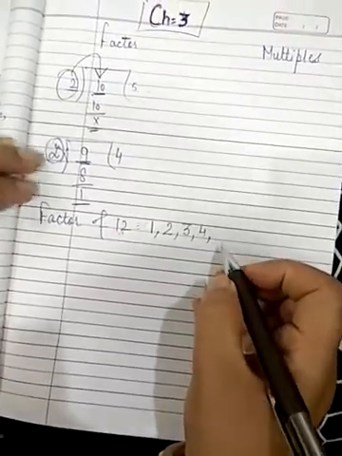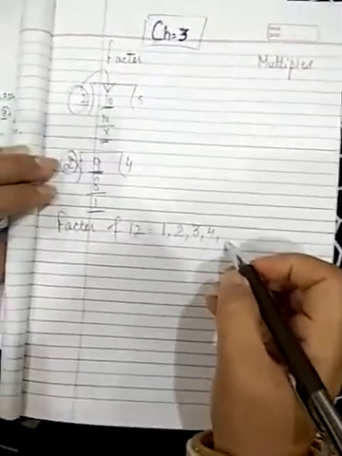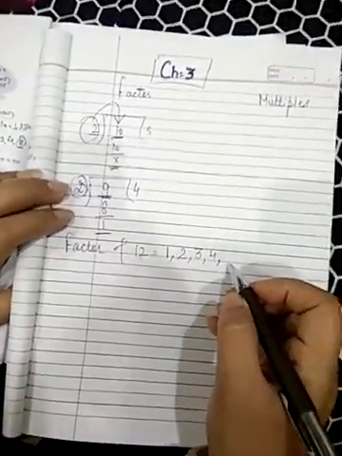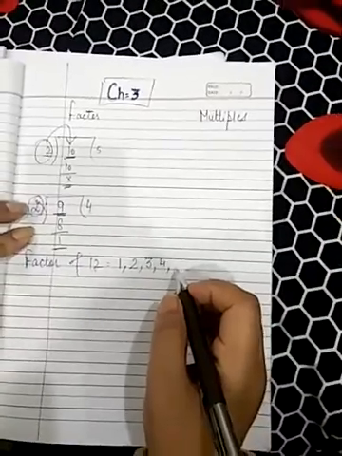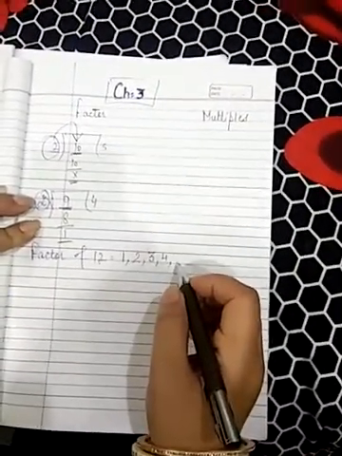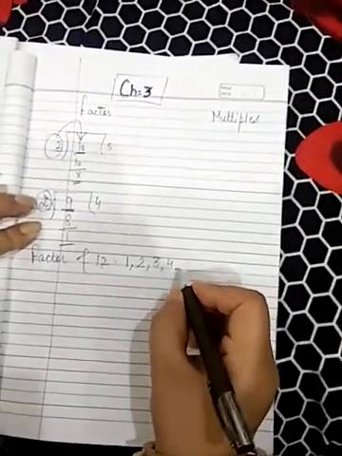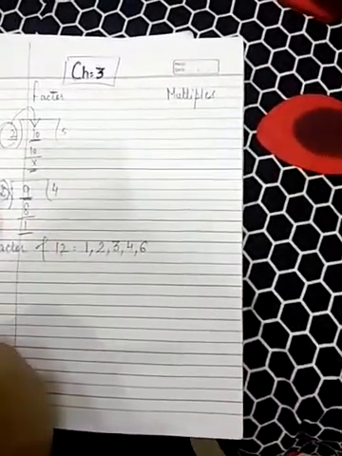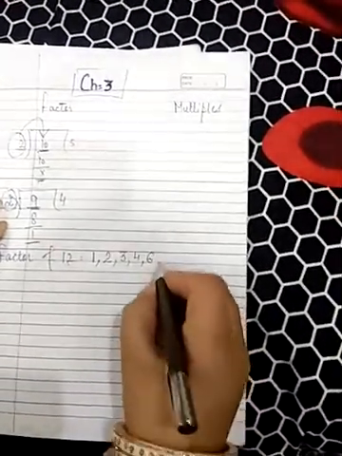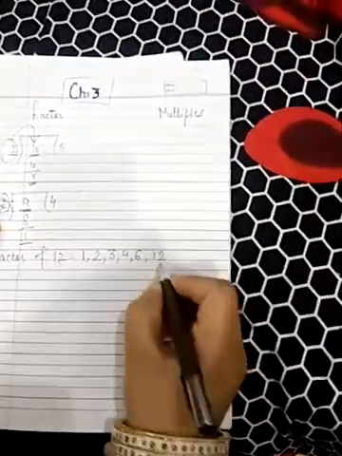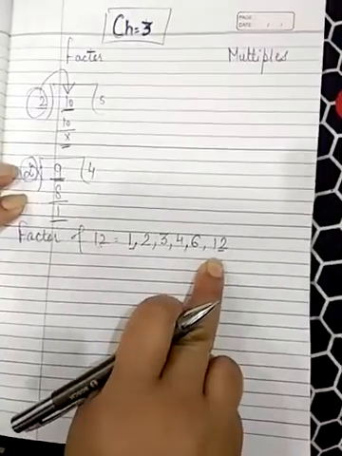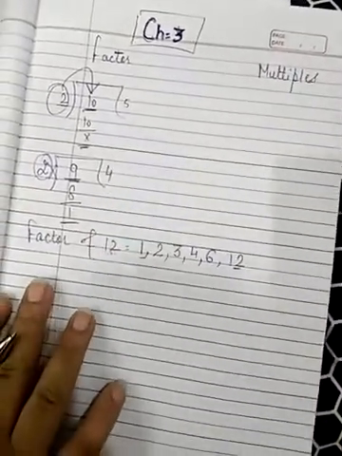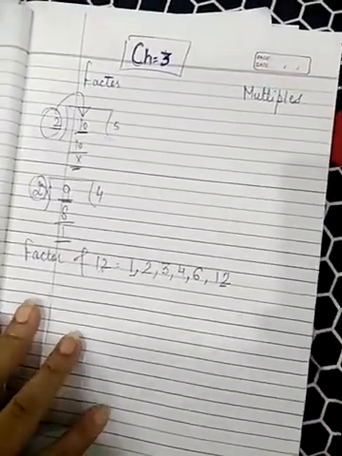Now 5. 5 is a factor of 12 or not? No. 5 is not a factor of 12, because when you divide 12 by 5, remainder will be 2. But we want remainder 0. Next, 6 is also a factor of 12 and the last is 12, means the number itself. So these are the factors of 12. So I hope now you know what are factors.